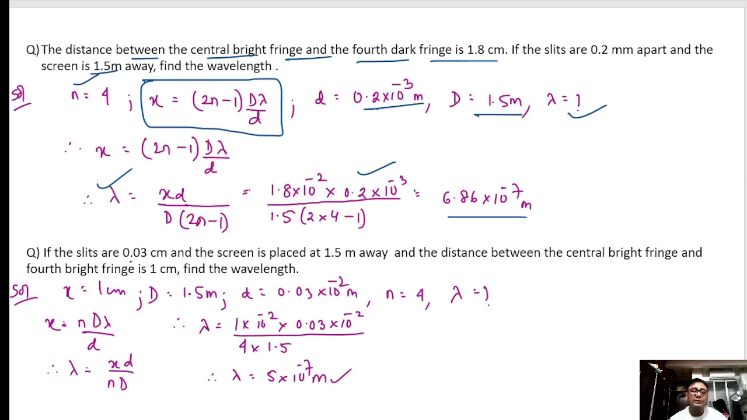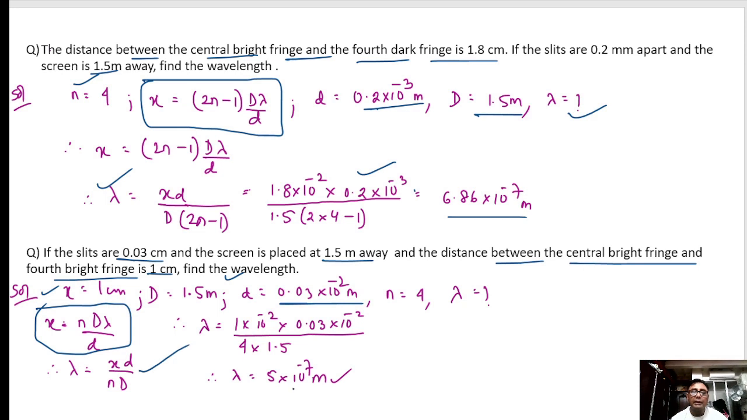Next, the slits are this much distance apart, that means d is given to us. The screen distance is given to us, and the distance between the central bright fringe and the fourth bright fringe is 1 centimeter. That means up to the fourth bright fringe. So this is the bright fringe formula. The distance of the bright fringe, x equals n lambda D by d. So x is known to us, and we have to find the wavelength from here. Everything is known to us. Putting the values, we calculate the wavelength.